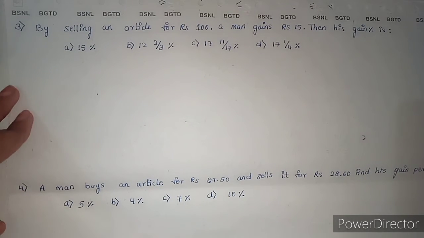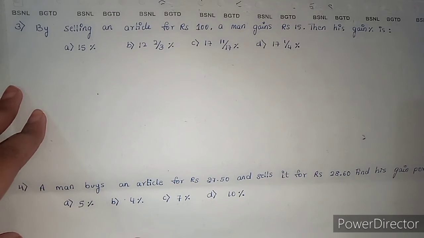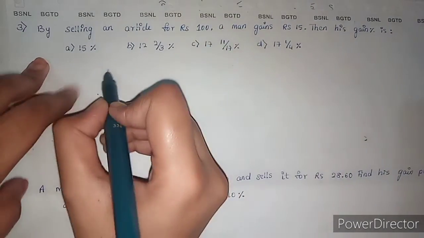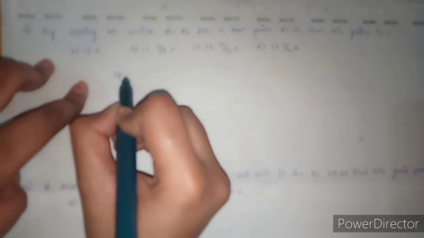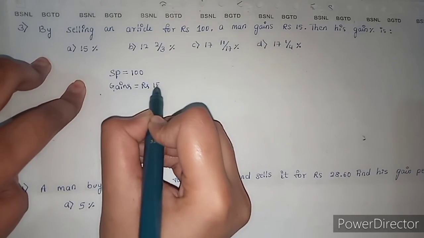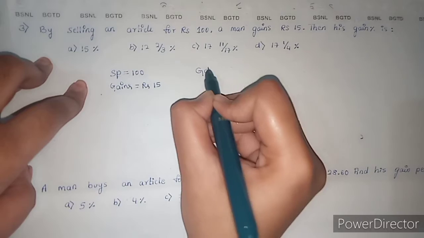Third question. By selling an article for rupees 100, a man gains rupees 15. Then his gain percent is: option A 15%, option B 12 2 by 3%, option C 17 11 by 17%, and option D 17 1 by 4%. By selling an article for rupees, selling price is given. A man gains rupees 15. What is gain?